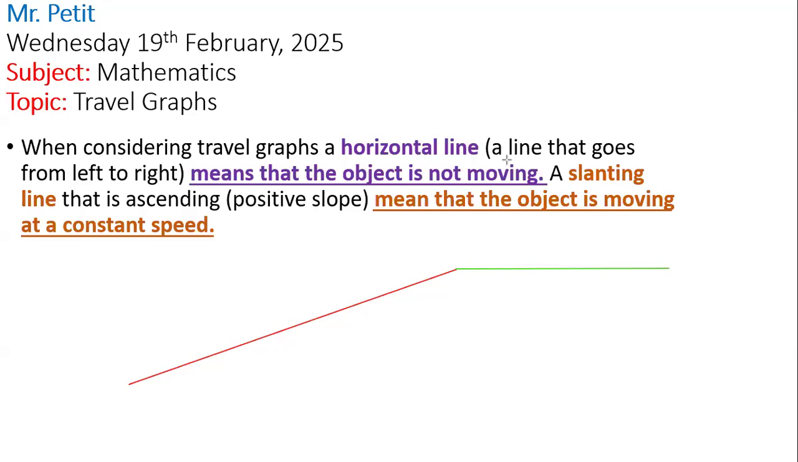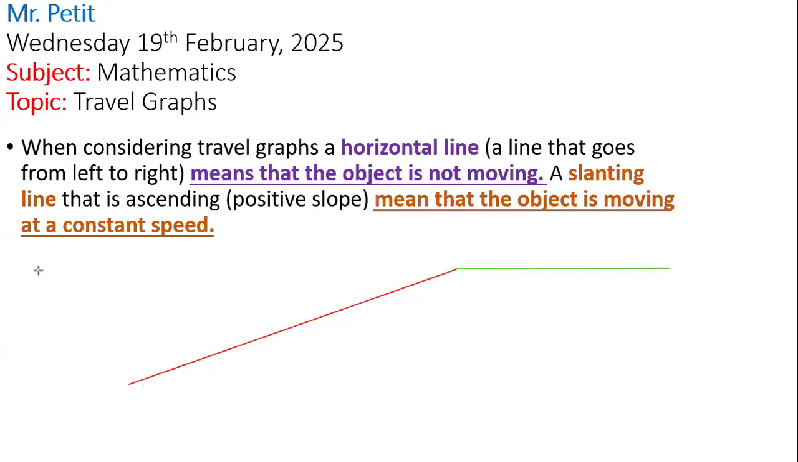Very good. The object is stationary. Okay. All right. So moving slantingly with a positive slope, it means that the object is moving at a constant speed. If it's a horizontal line, it means that the object is not moving, it's standing still.